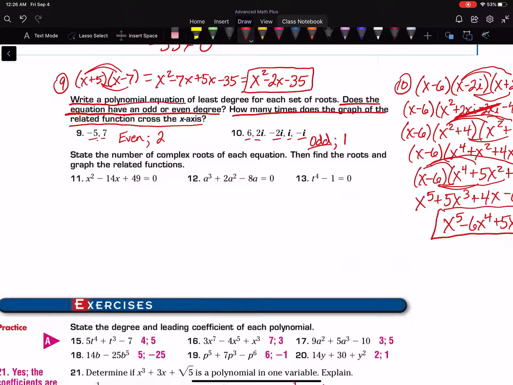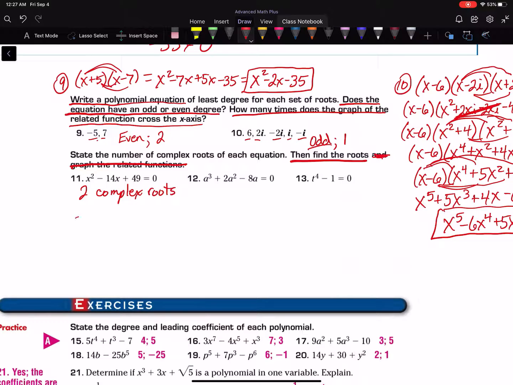Number 11 says state the number of complex roots of each equation, then find the roots. Don't worry about graphing the related functions. You just have to find the roots. So they give us a pretty easy one here. So how many complex roots are there? There are 2, because the degree is 2. So 2 complex roots. And they want us to solve for them.